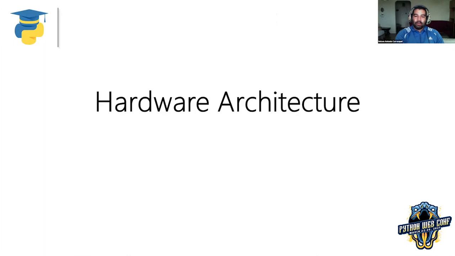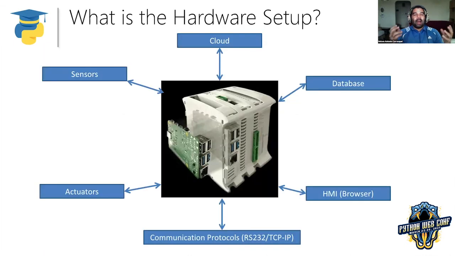But what about the hardware architecture? So let's talk a little bit about hardware architecture. Once you already have your application, how do you deploy it? Well, you can include this application in any Linux board and put it in the industry. You can use a laptop, you can use a computer, a PC, but we started using this industrial grade Raspberry Pi.